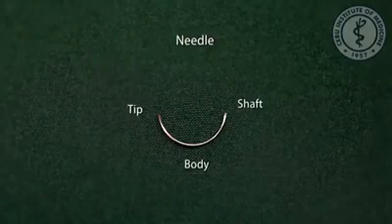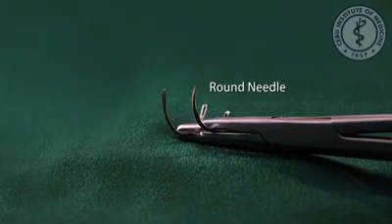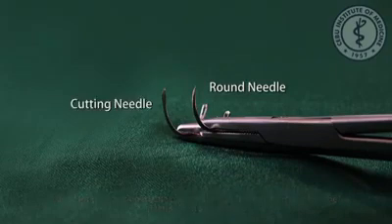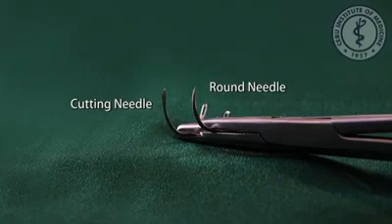Needle: shaft, body, tip. Round needle, used for penetrating friable parenchymal and vascular tissues like the liver, spleen, and kidneys. Cutting needle, for closure of superficial wounds and incisions.